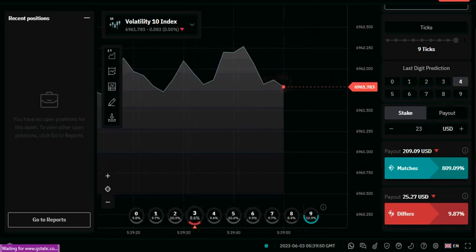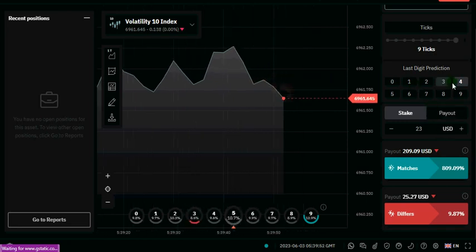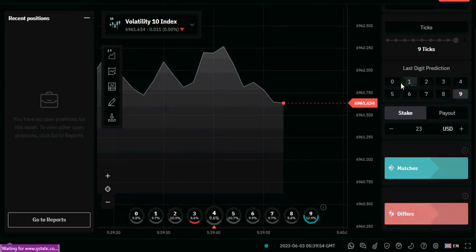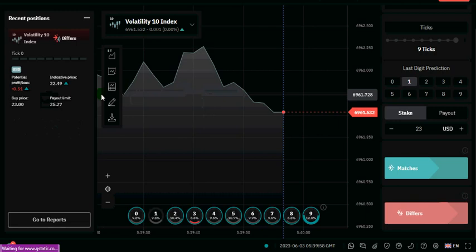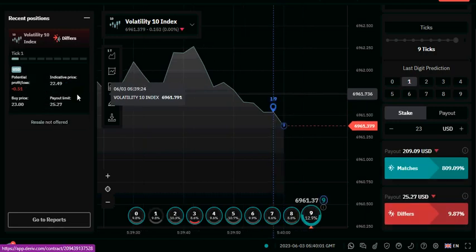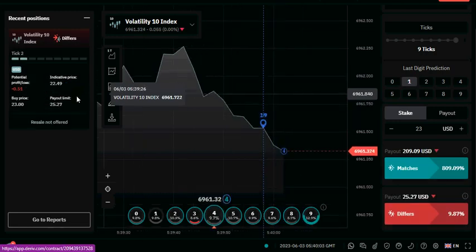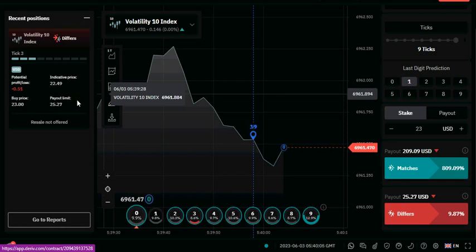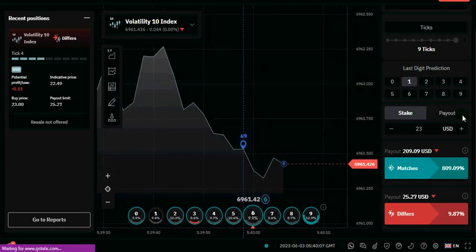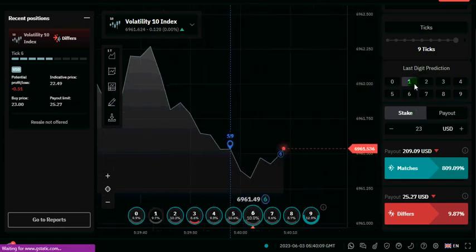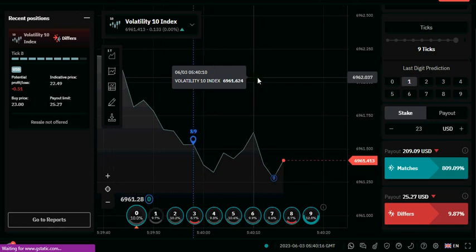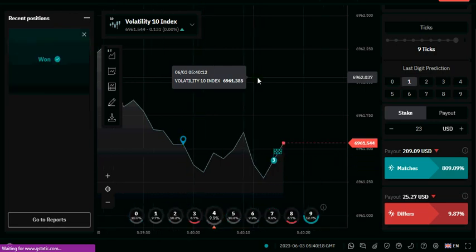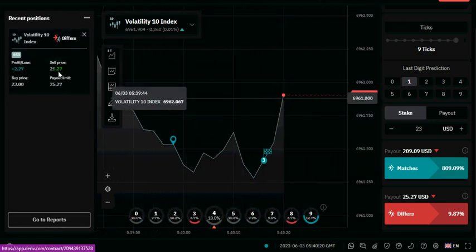So our first trade we're going to be placing 9-1. So our last prediction will be 9, then our tick will be 1. So we're going to click on differ right here. Sorry, our last prediction is 1 and the tick is 9. Okay, you can see we won that trade right there.